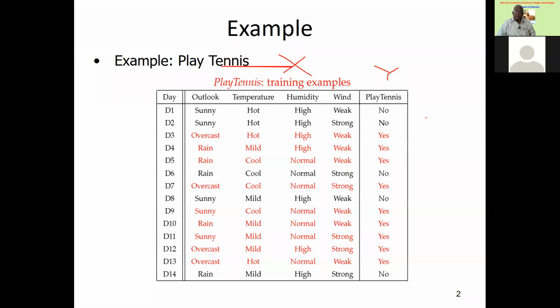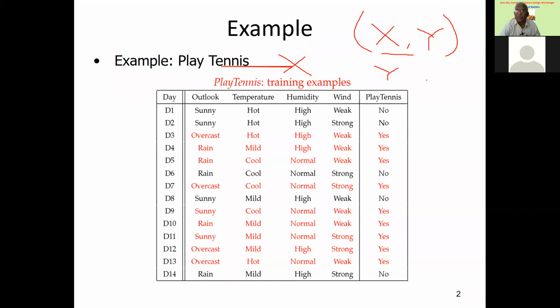Your days are classified as, yes, I played tennis, or no, I didn't play tennis. So days are classified accordingly. So these are the class labels, no and yes. So in fact, your data here is like this: X, Y. This is your data structure.